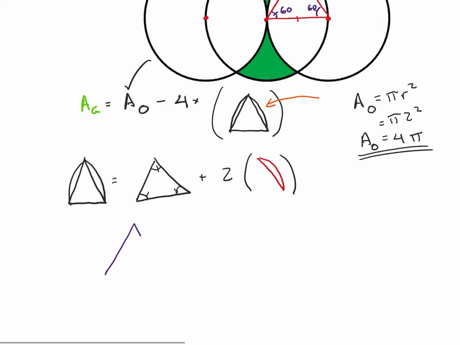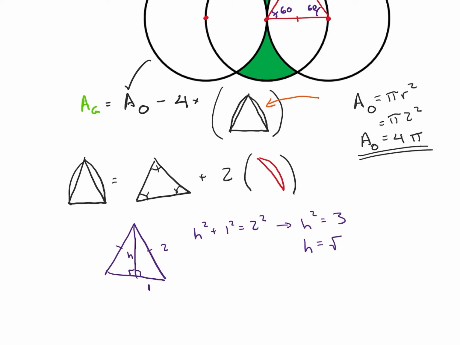So let's go ahead and draw this equilateral triangle. I know all of these sides are 2. If I draw a perpendicular down, then the base of this little triangle is going to be 1, and I can solve for my h. I know h squared plus 1 squared is going to equal 2 squared by the Pythagorean theorem, which tells me that h squared is equal to 4 minus 1, which is 3, and that h is the square root of 3. Why is that useful?